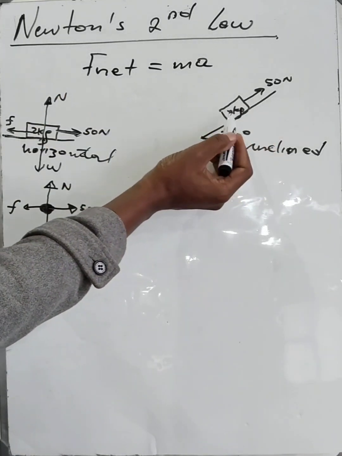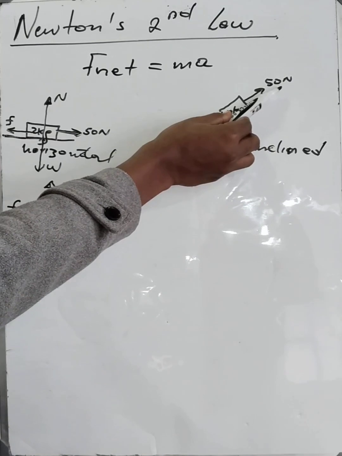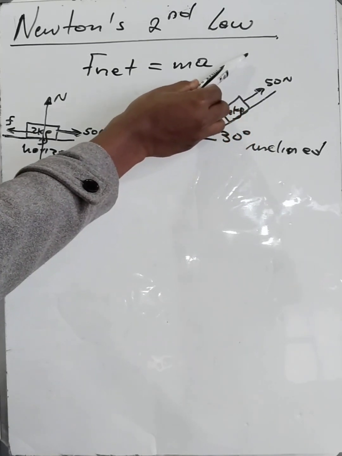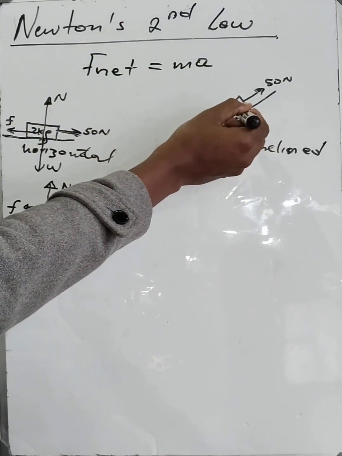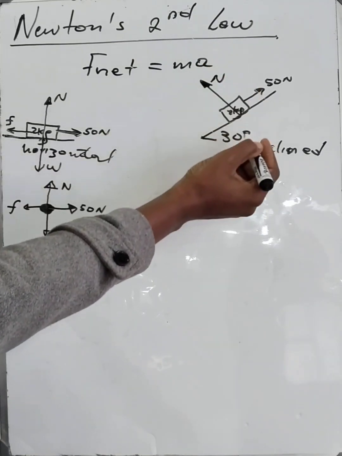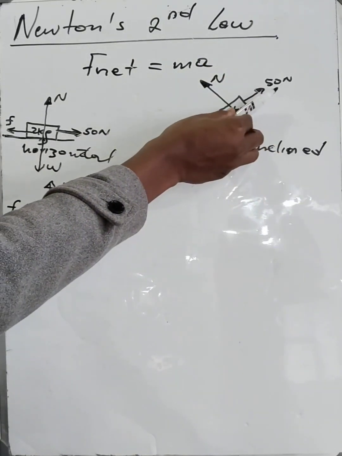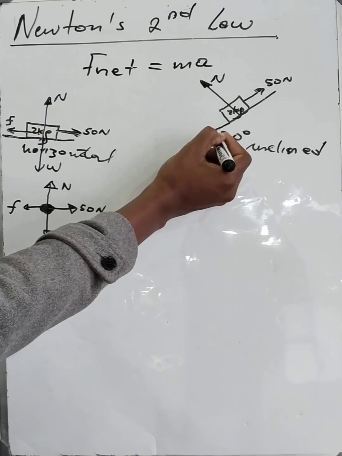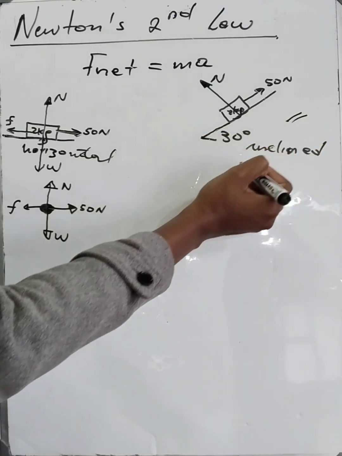Let's come to this one. This is the surface. The surface pushes the object in this direction. This is the normal force. The frictional force must be parallel to the surface. This is the line of the surface, so the frictional force must be parallel.